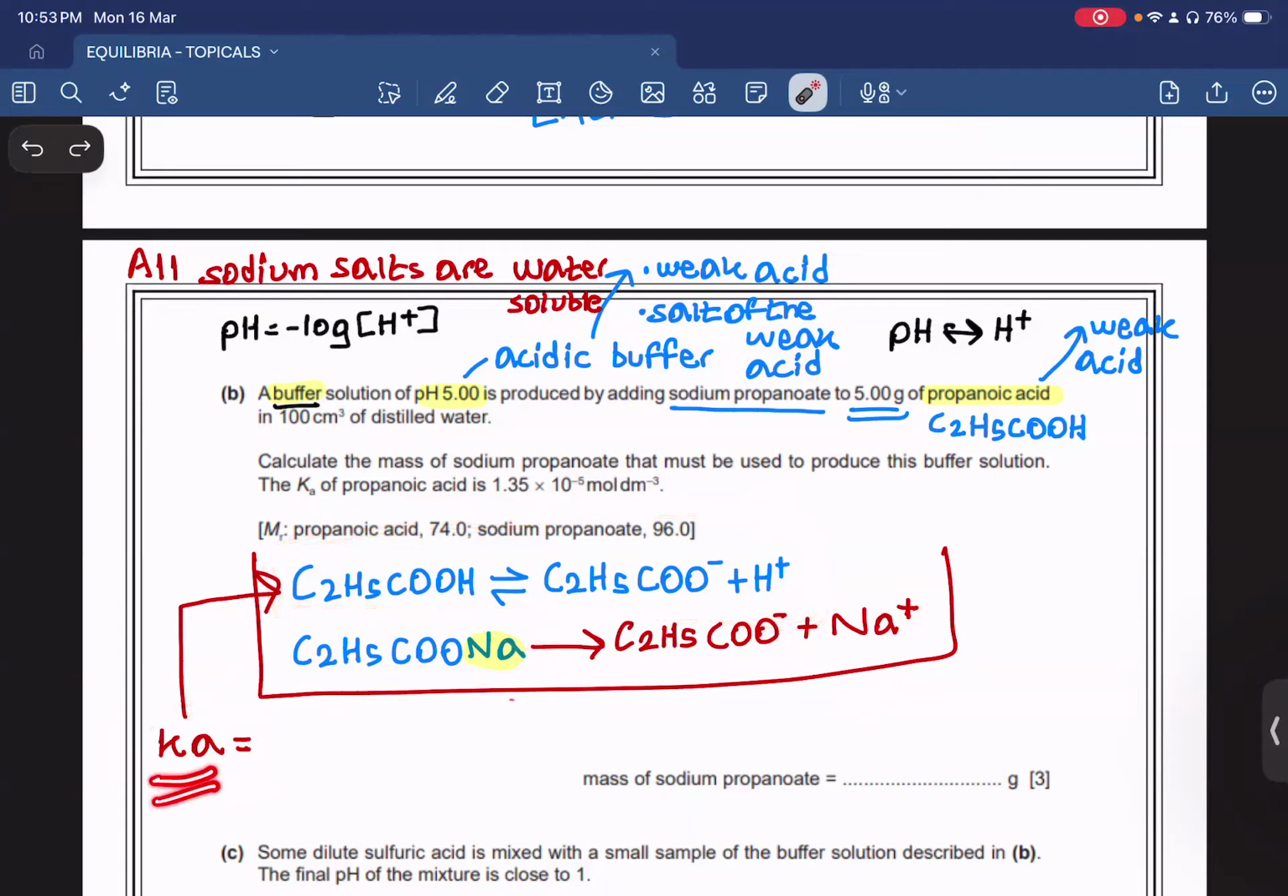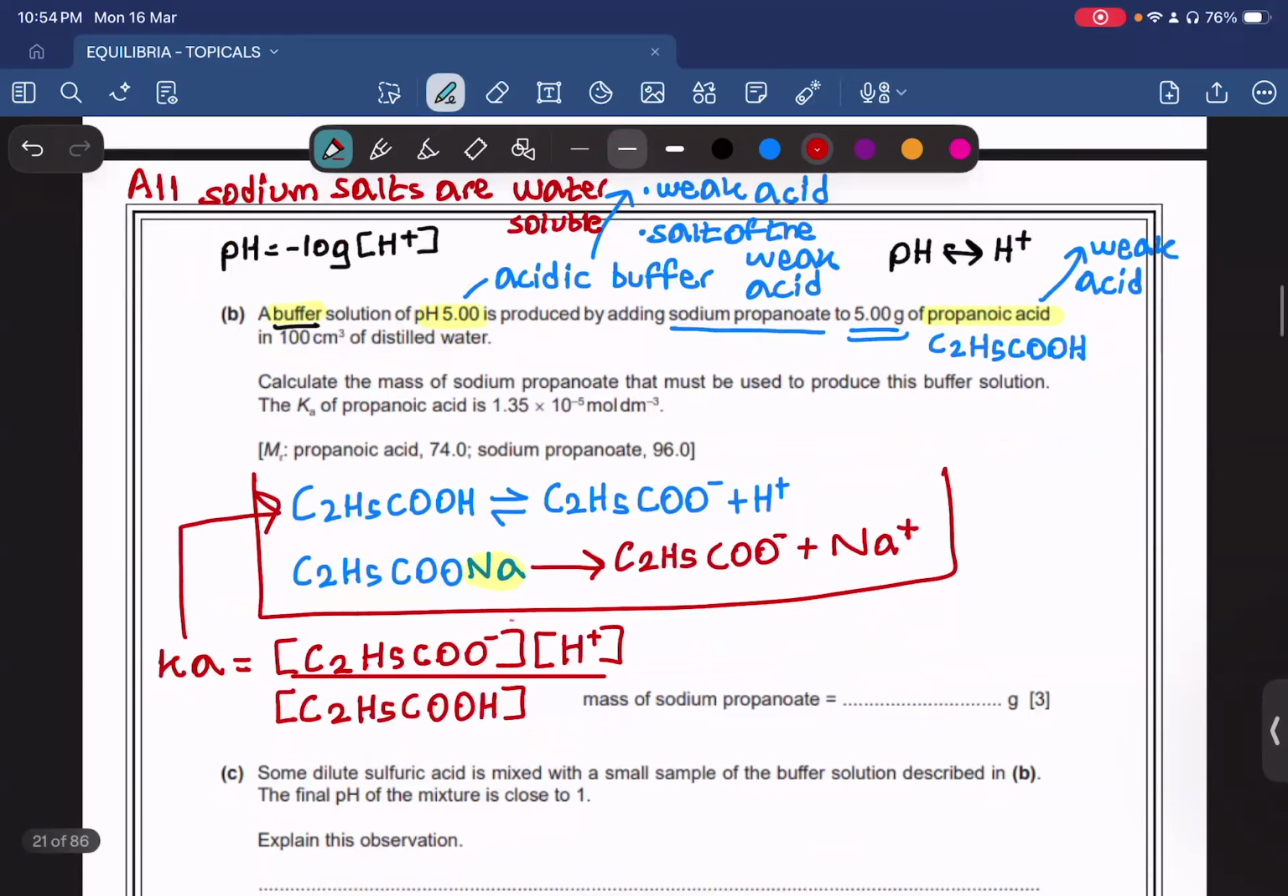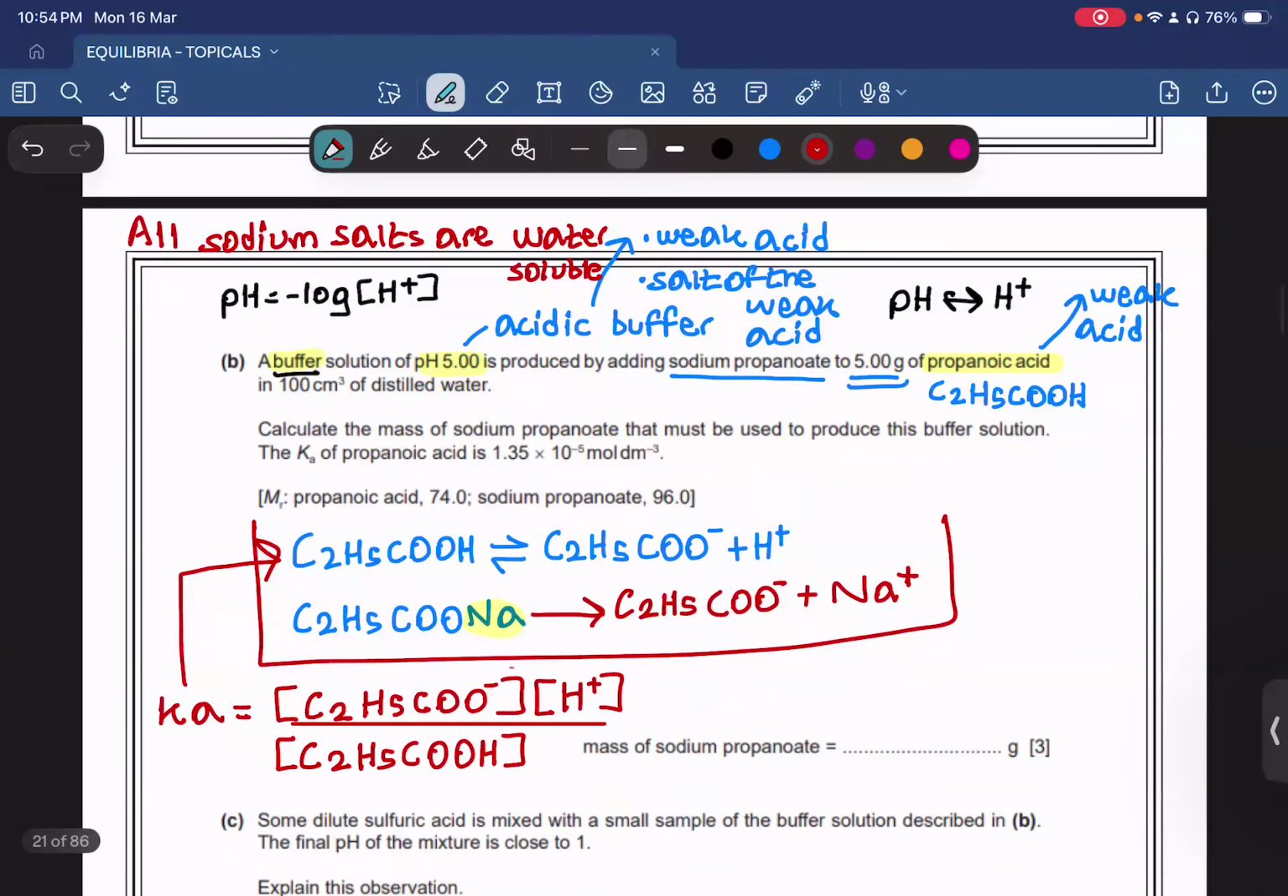So again, how do you write Ka? In the same way in which we write Kc: products divided by reactants. So these are our two products, and this is our only reactant. So this is the concentration of C2H5COO minus times the concentration of H plus, divided by the concentration of C2H5COOH.